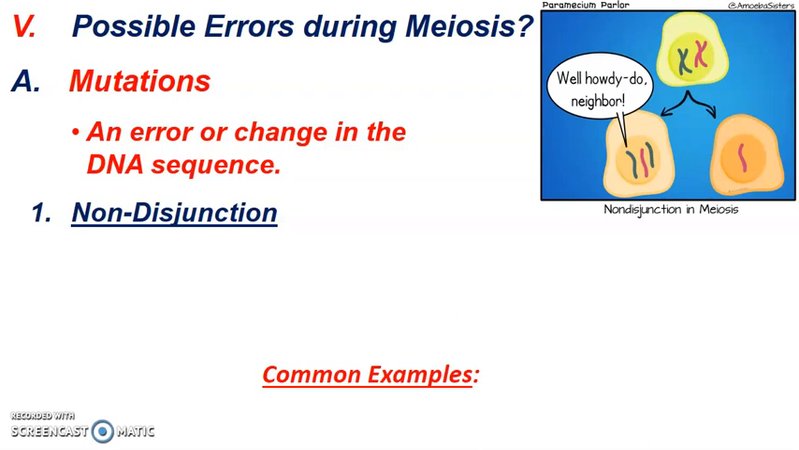Hello class, in this lecture video I just want to discuss some of the possible errors that could occur during the process of meiosis, as well as how we could diagnose those issues as a result of a chromosome number either being too high or too low. So it all starts with a mutation occurring. All right, and again, a mutation is any error or change in a DNA sequence.